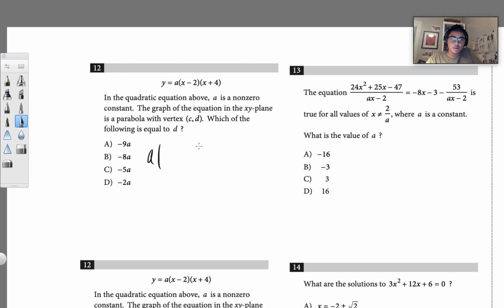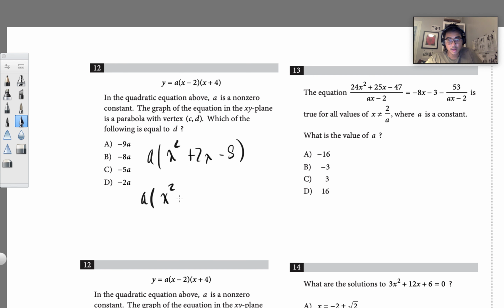What I always keep in mind whenever I complete the square is to add and subtract half of b, squared. Oh, well, we'd have to expand this first: x minus 2 and x plus 4. So it'll be x squared plus 4x minus 2x, so plus 2x minus 8. Now we can complete the square.